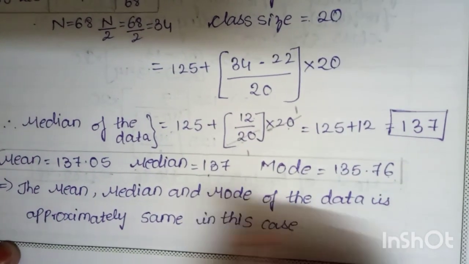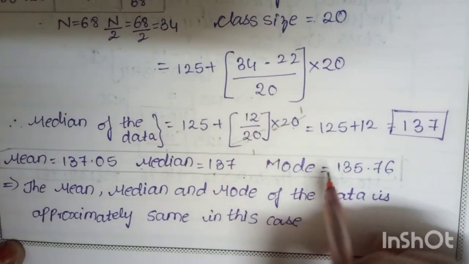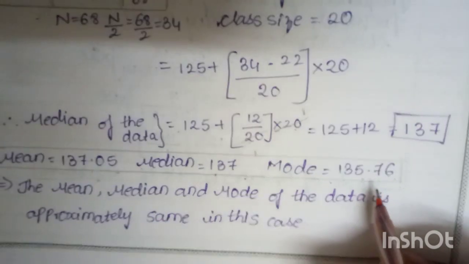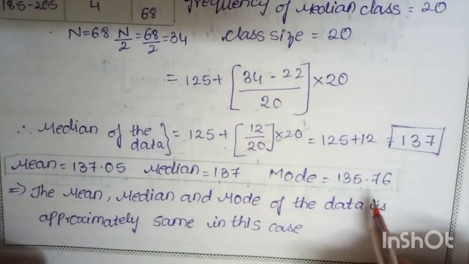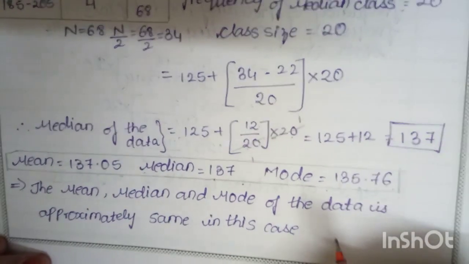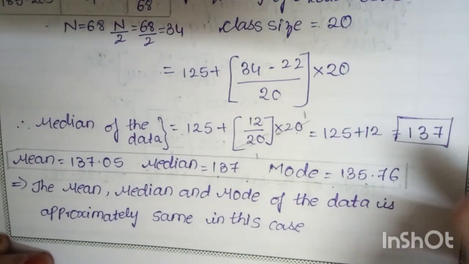So when you observe, mean is 137.05, median is 137 and mode is 135.76. There is a small distance between these values. So we can write that the mean, median and mode of the data is approximately same. So this is nothing but to compare the three central tendencies.